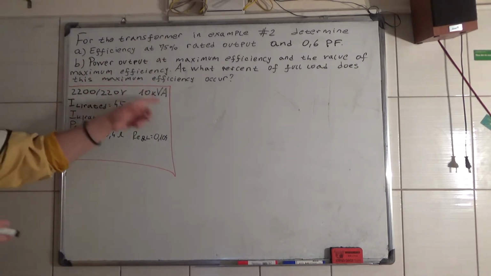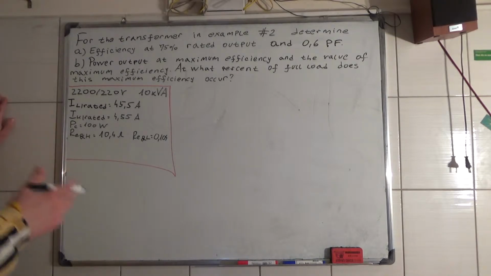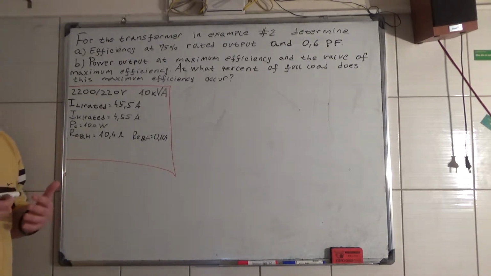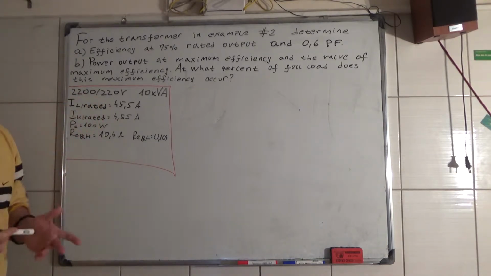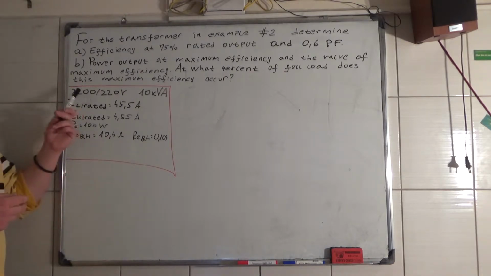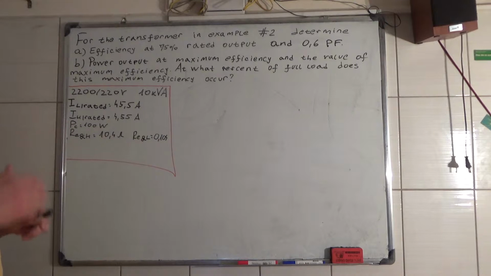Now here in this red square I put the most important parameters from example number 2. So we had a 2200 volt divided by 220 volt transformer. The high voltage is 2200, and the low voltage was 220. The low rated current was 45.5 amperes. The high rated current from the high voltage side was 4.55. It was a 10 kilovolt ampere transformer.